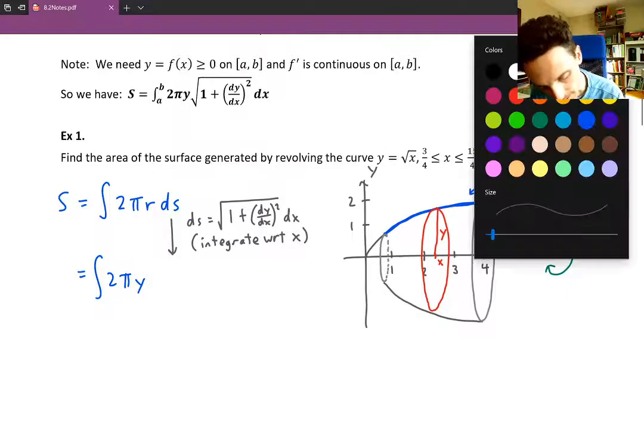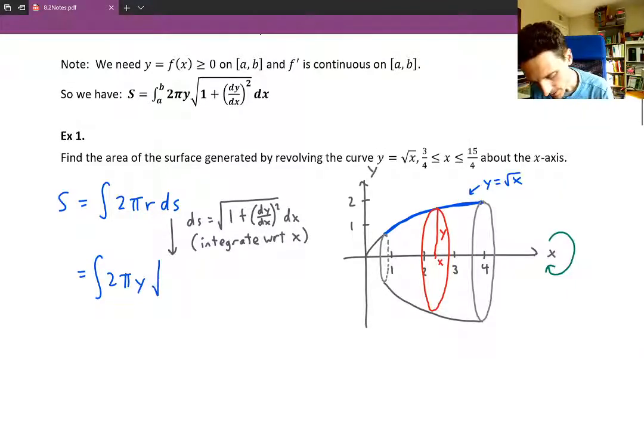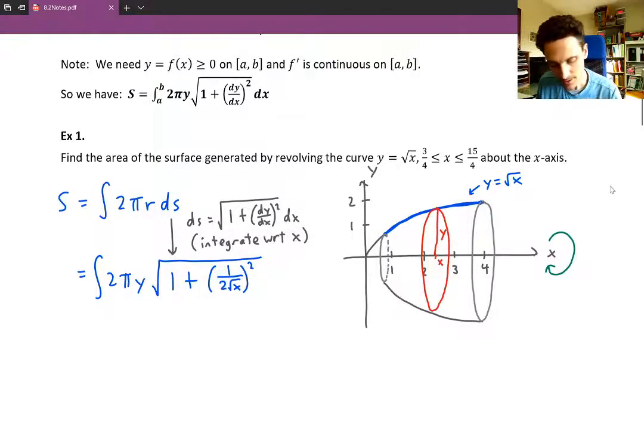Now in this case, we can write what dy dx is. So here we're going to replace the ds with the square root of 1 plus dy dx, which is 1 over 2 square root of x, squared. That's the derivative of the square root of x. And then we have our dx at the end. So far so good.